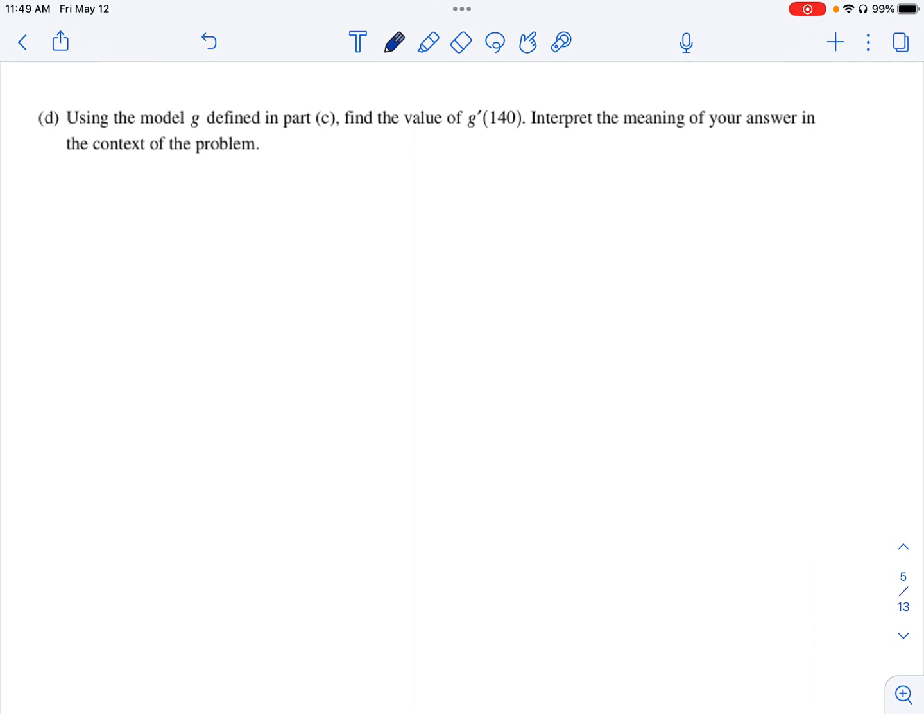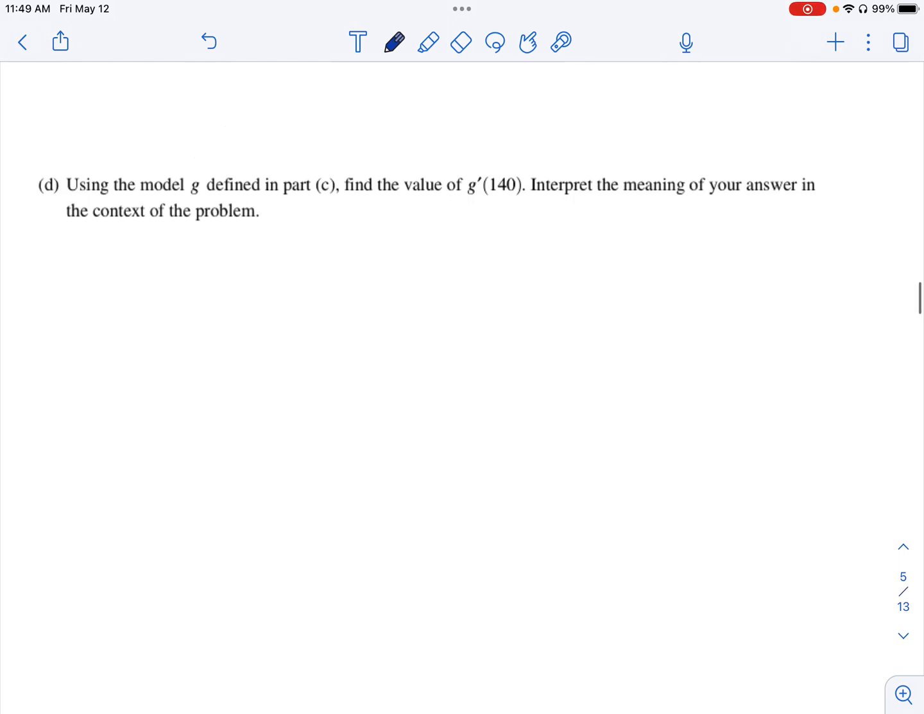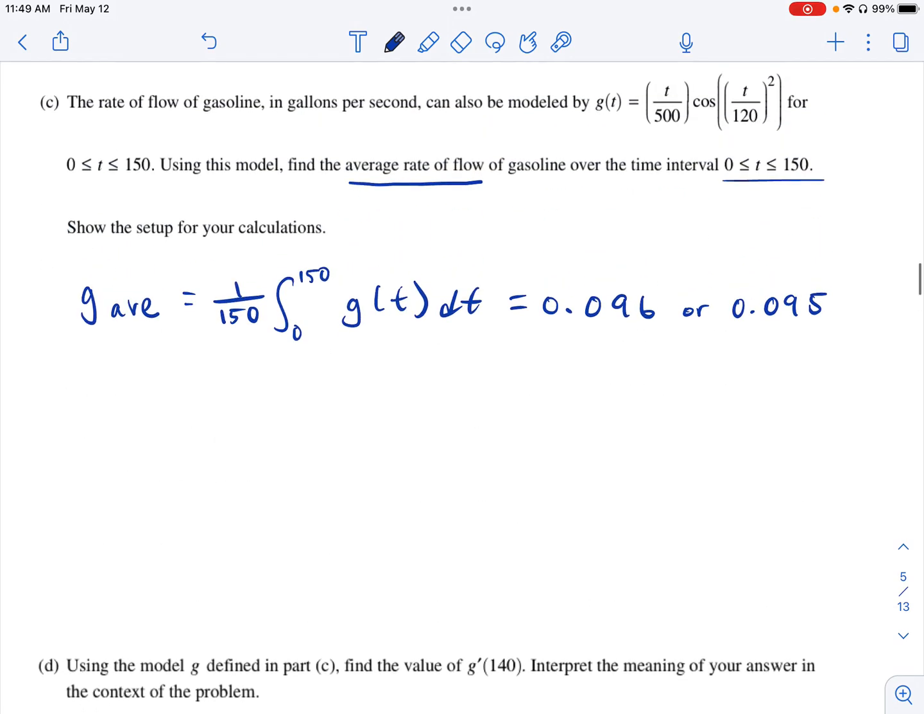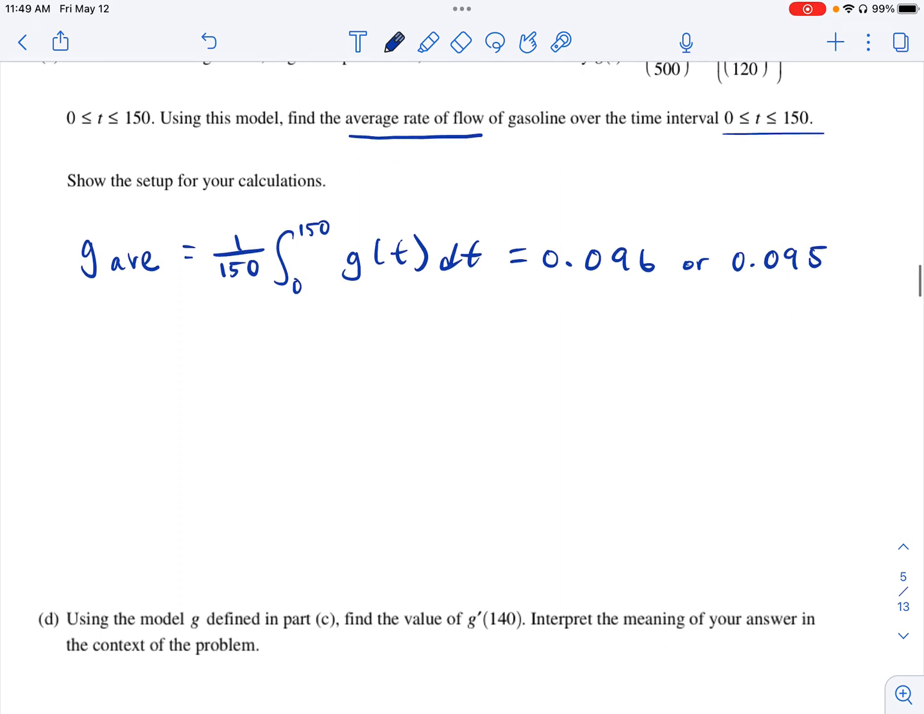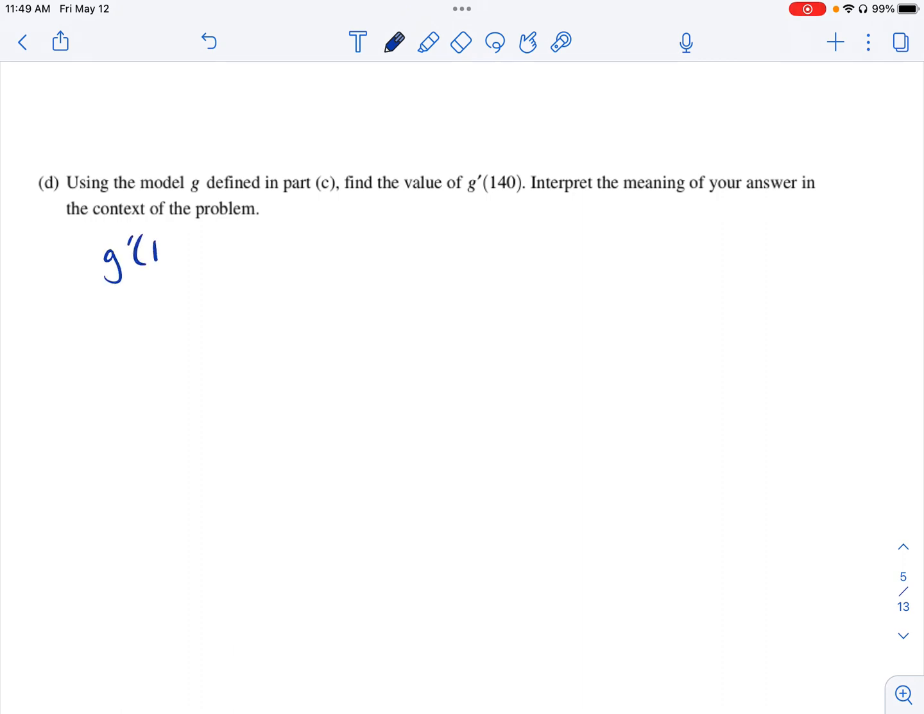Using the model G defined in part C, so using the previous function, find the value of G prime at 140. Interpret the meaning of your answer in the context of the problem. So let's go ahead and find this derivative evaluated at 140 first. We can just do all of that in your calculator. So if you enter in g of t, which again was this function up here, and find the derivative of this function at 140, that is to say g prime of 140, you should get negative 0.005, sorry about that, negative 0.005 or negative 0.004, again, depending on whether or not you decide to round or truncate. So that's likely one point.